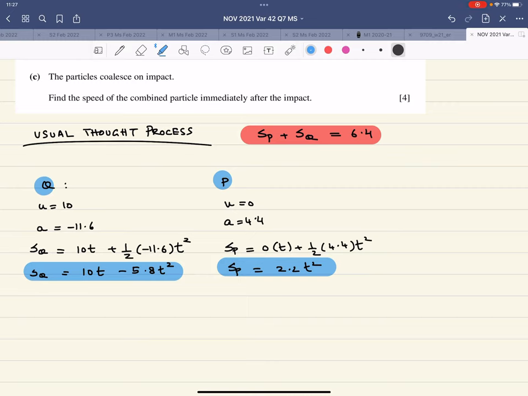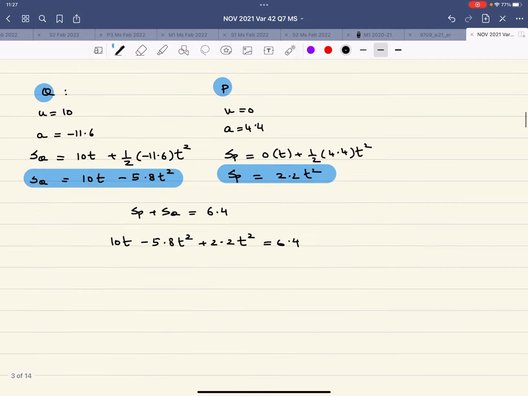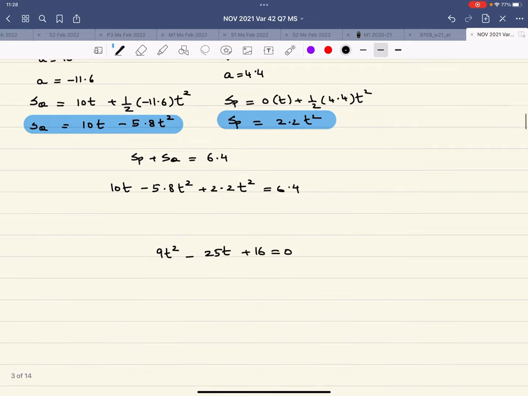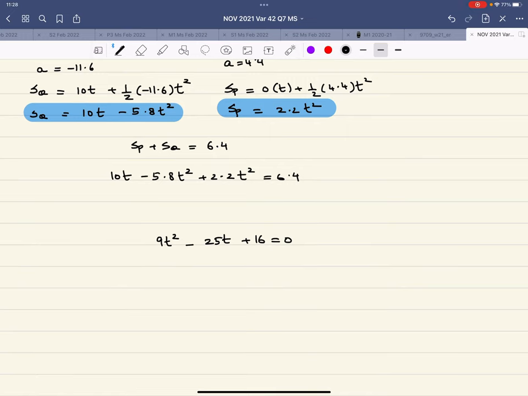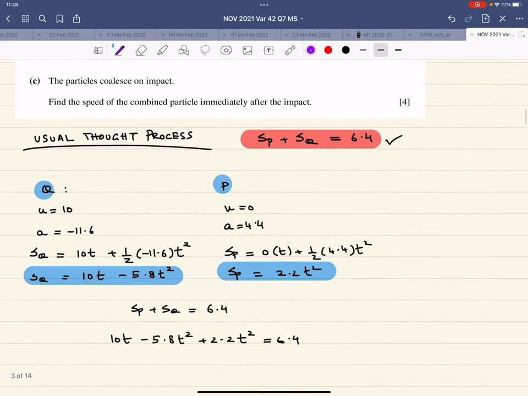Let me use this and add it up. So SP plus SQ equals 6.4: 10T minus 5.8T square plus 2.2T square is equal to 6.4. When you simplify it, after a lot of steps that I'm skipping, you get 9T square minus 25T plus 16 equals 0, getting rid of the decimals and taking care of the plus minus sign. You get two values of t. One value is 1, one value is 16 over 9. Let's accept this value because this is the first time that they will collide, and let's reject the other value. So part B is done. That is the first thing.